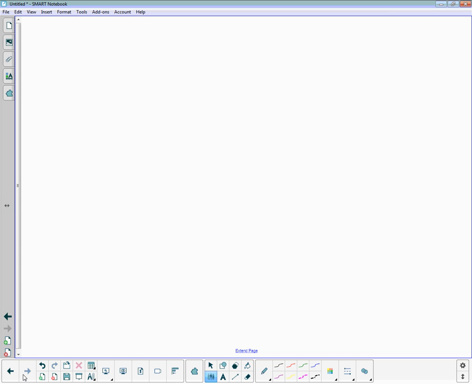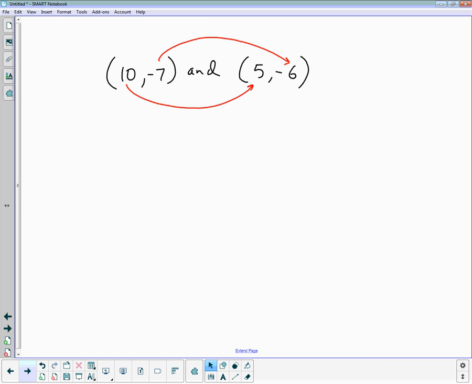One more? Sure. Okay. So let's do 10, -7, and 5, -6. Find the slope first. Do this one on your own. So how far did I go if I went from -7 to -6? Am I going up? Am I going down? Going up 1. Good.